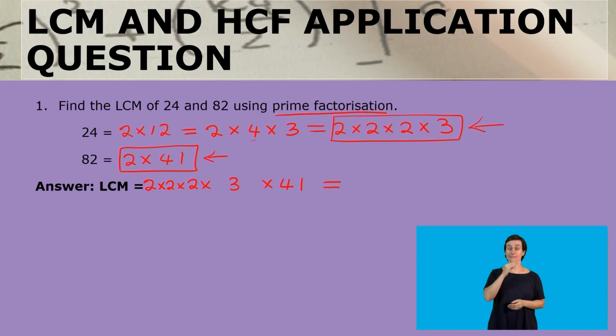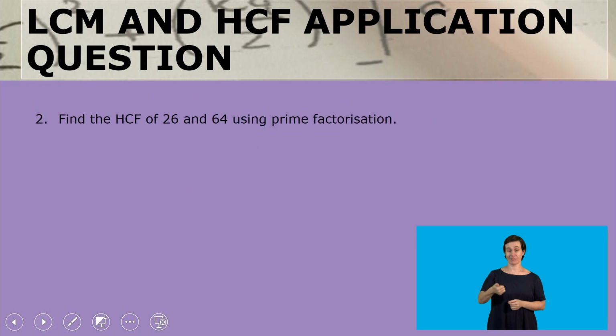I'm going to multiply all of these factors. So 2 multiplied by 2 multiplied by 2 multiplied by 3, multiplied by 41. You can punch that into your calculator as it is, and the answer that you are going to get is 984. So that is the lowest common multiple between 24 and 82. Let's move on to the next one.